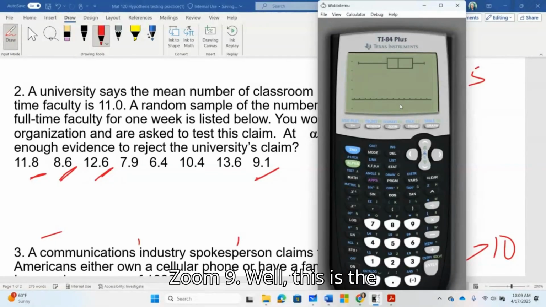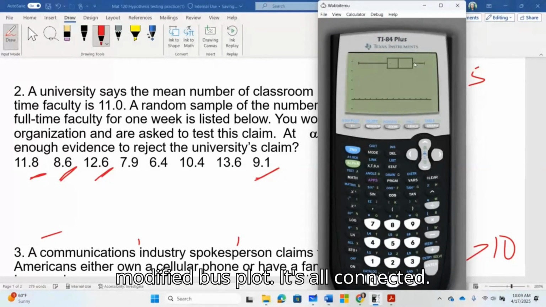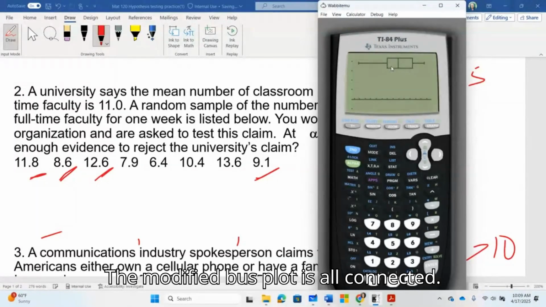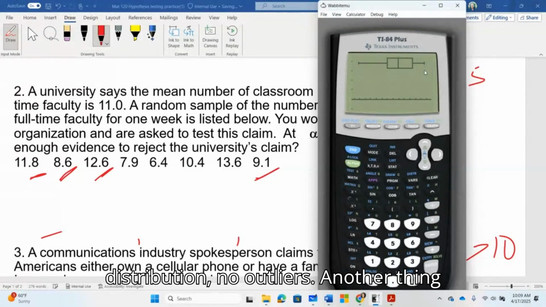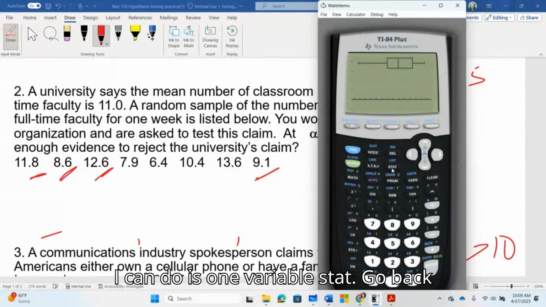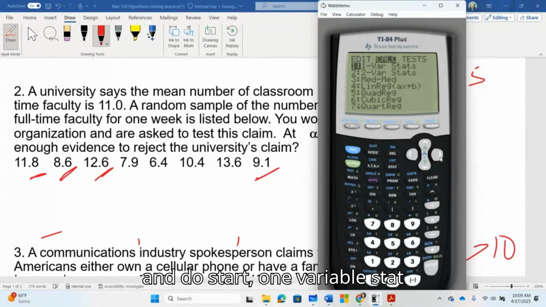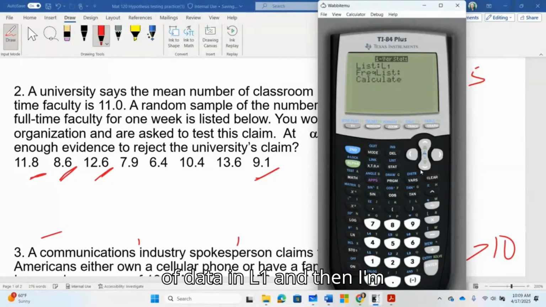Zoom 9. Well, this is the modified box plot. It's all connected. Therefore, the data is from a normal distribution, no outliers. Another thing I can do is one variable stats. Go back and do one variable stats of data in L1.